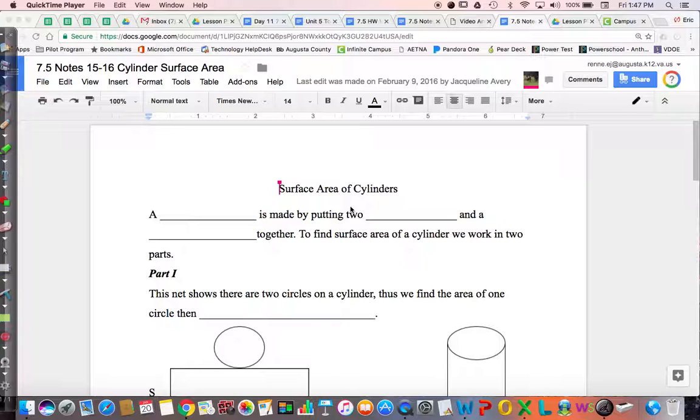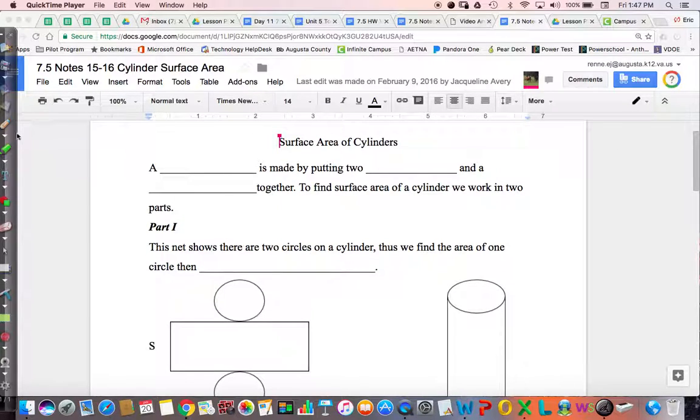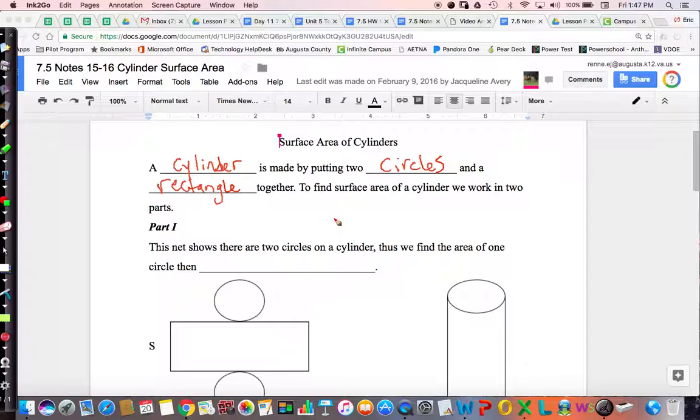Okay, so we're going to be looking at what shapes make up a cylinder and how the formula is the way it is. And then we're actually going to practice how to use the formula. So to start here, it says a cylinder is made by putting two circles and a rectangle together. To find the surface area of a cylinder, we work in two parts.